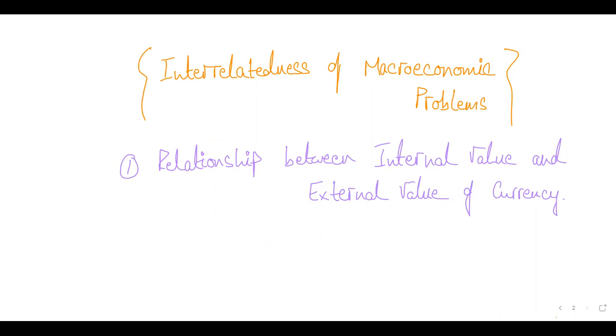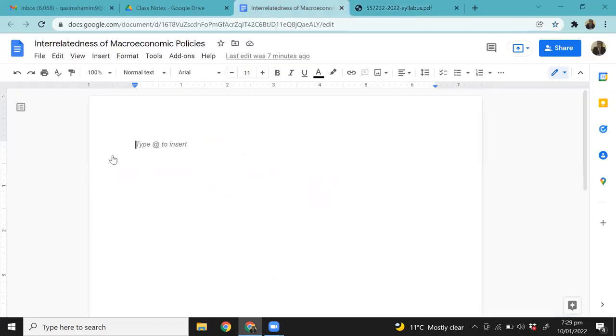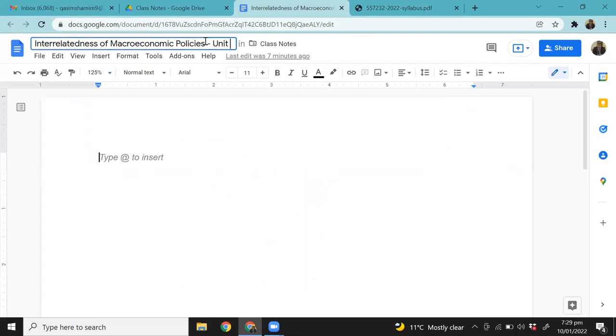So we are starting off with this new document, which is only for unit 5. And if you want to, I'll arrange these resources as well, so you don't need to worry. Interrelatedness of macroeconomic policies. In fact, a better word would be macroeconomic problems.